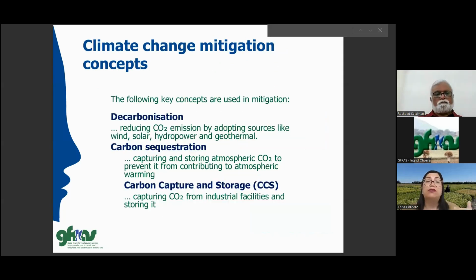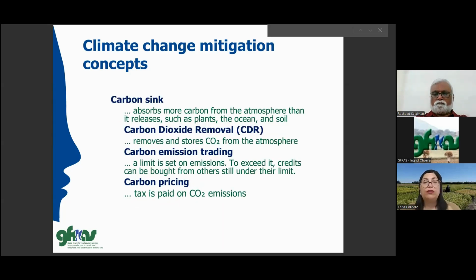Some concepts, as we saw in adaptation, we have maladaptation and adaptation capacity. Here in mitigation, the main concepts are going to be decarbonization, carbon sequestration, carbon capture, and storage. These terms have been very widely used now, so we are going to cover this in the unit.